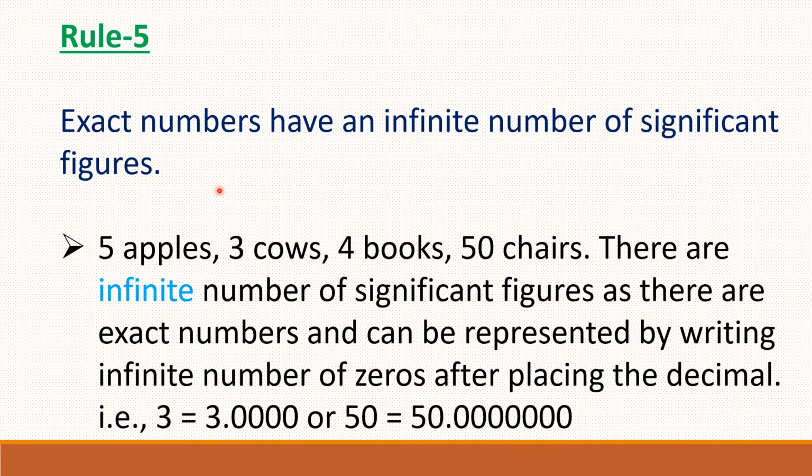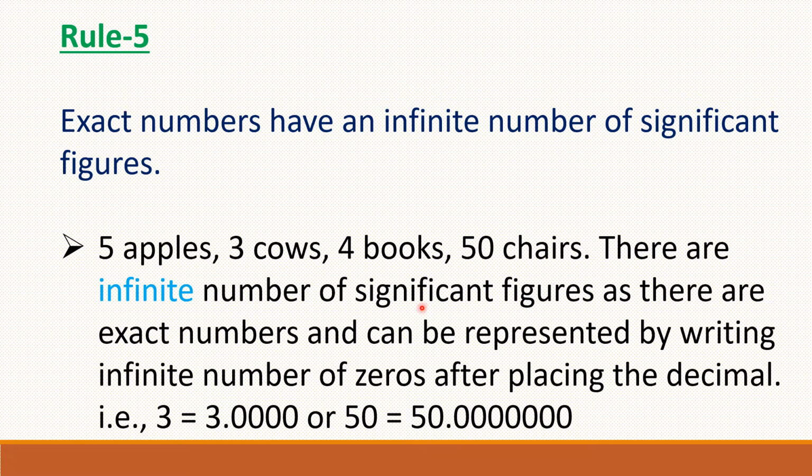Rule 5. The exact numbers have an infinite number of significant figures. See, 5 apples, 3 cows, 4 books, or 50 chairs. These are exact numbers. There is no 5.1 or 5.2. There will not be 5.5 apples. There could not be 3.2 cows. There are not going to be 4.1 books. These are called exact numbers.